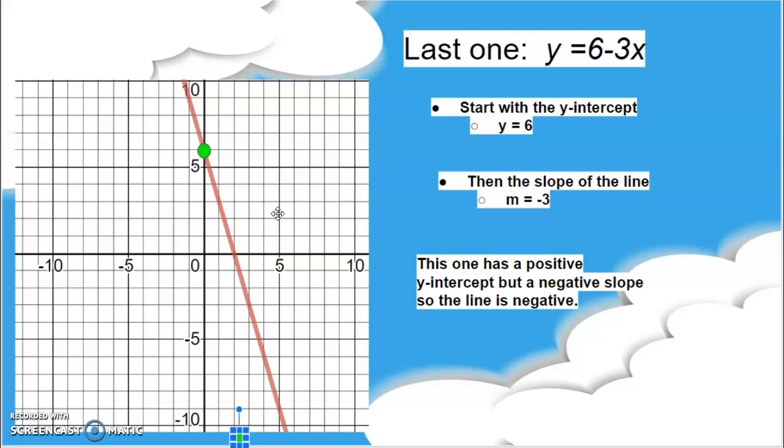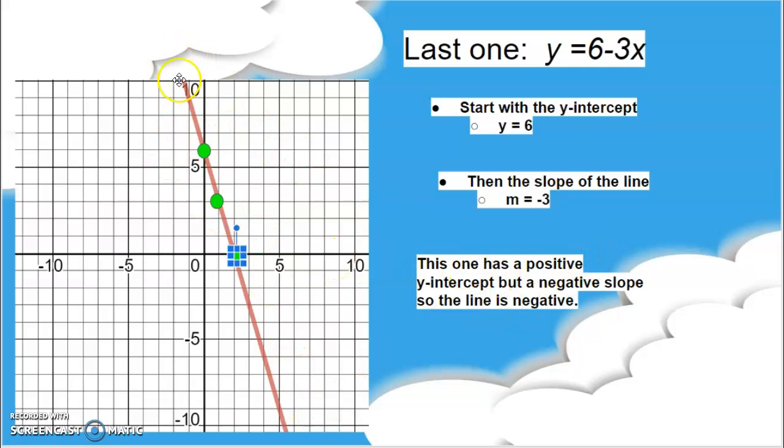So we're going to go down 1, 2, 3, and over. And again, 1, 2, 3, and over. And there are 3 dots. And remember, this line is negative.